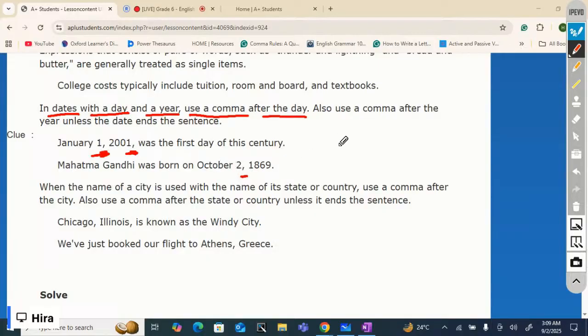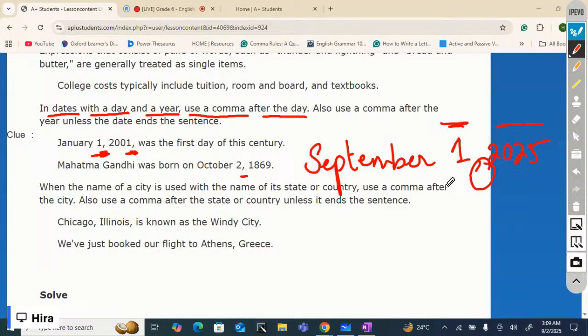What's the date today? September 1, 2025. So it's a date with a day and a year. So we will use a comma after the day.